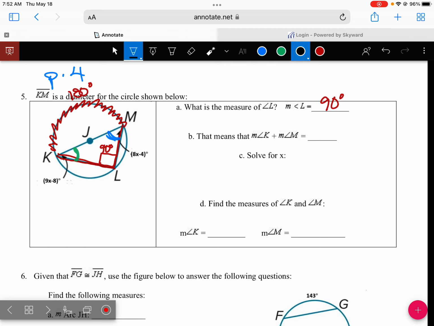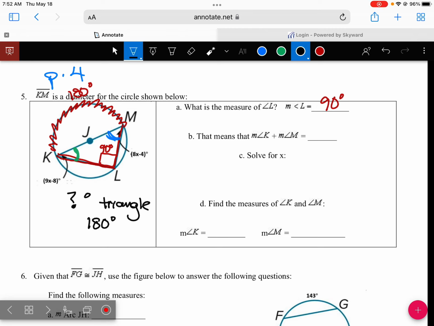This is what you have to know. How many degrees are in a triangle? 180. So if 90 of them are made by that one large angle, what must the addition of the other two be?